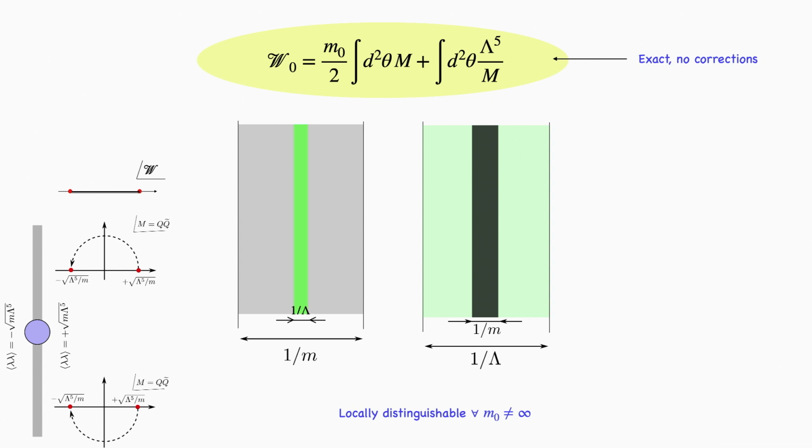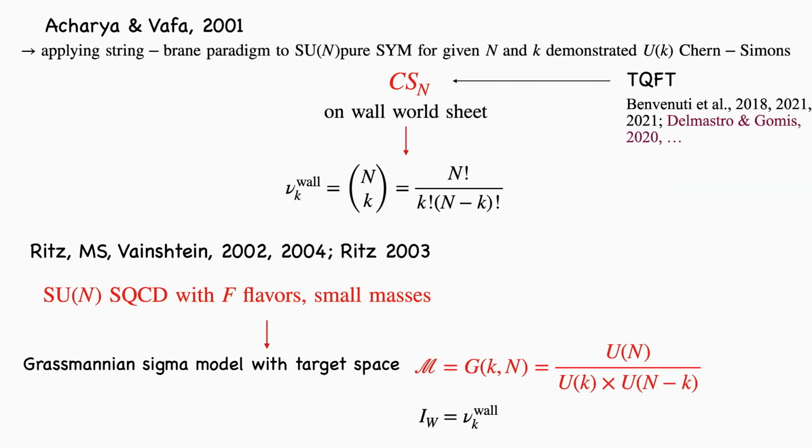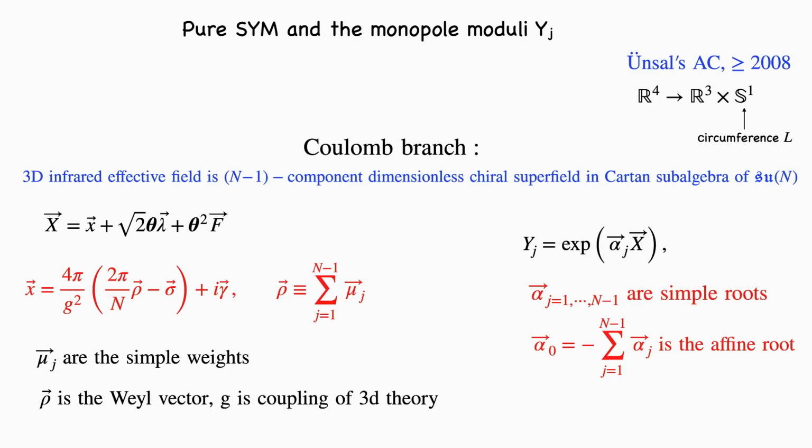Okay, I understand that I have no time. Let me only mention another tool which I want to use. I have very little time. It's about adding a compact circle, that is to say, to pass from R4 to R3 plus S1.